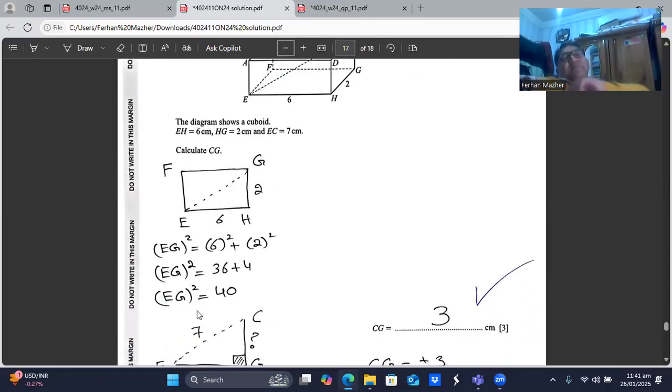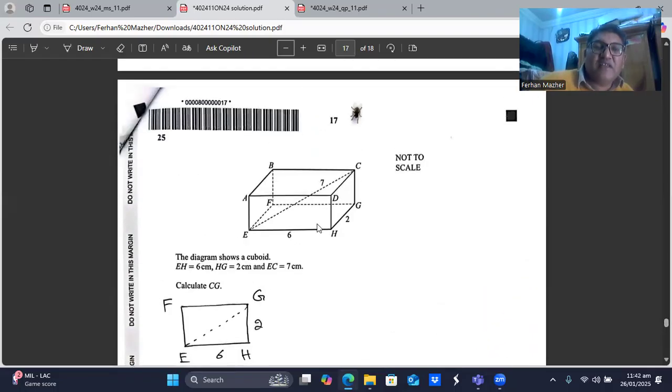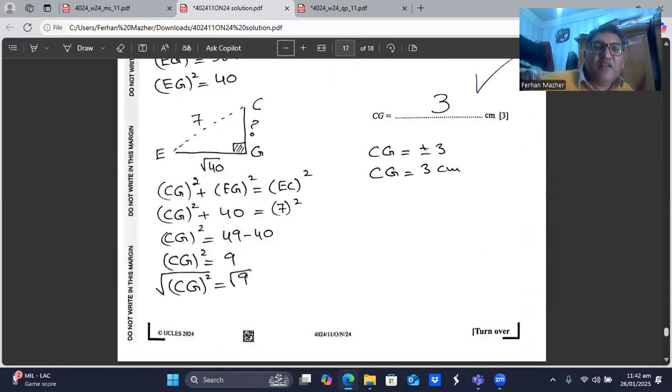So I will apply the Pythagoras on the triangle EHG. So EG square will be equals to 6 square plus 2 square. And that is EG square will be equals to 36 plus 4, and EG square will be equals to 40. Then I will take this triangle EGC. This is also a right angle triangle.